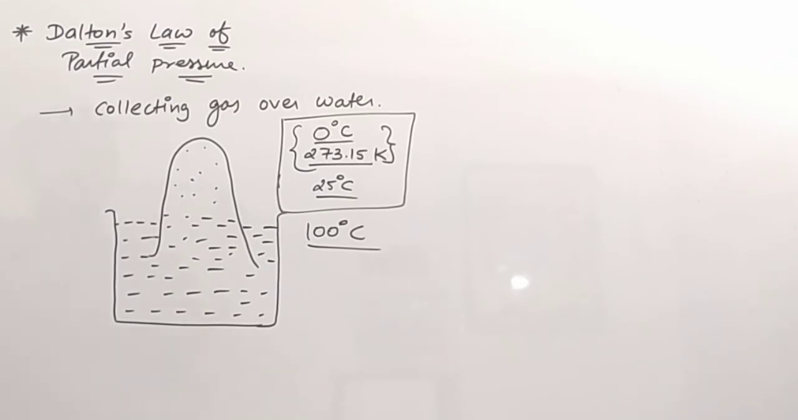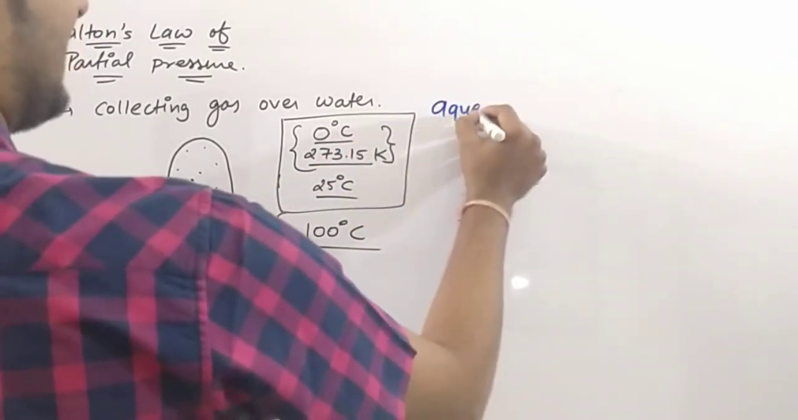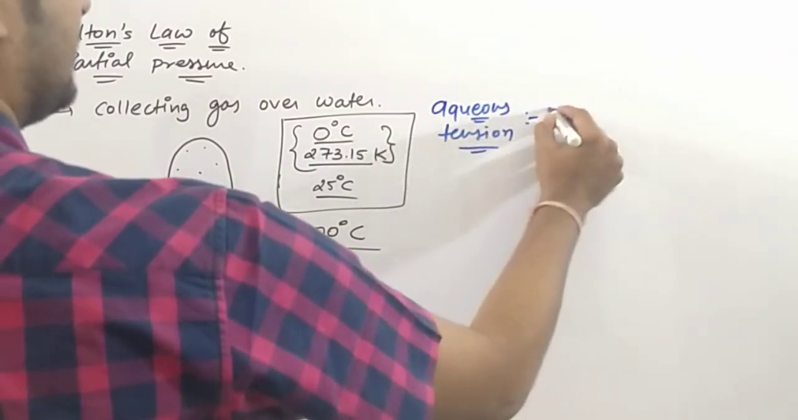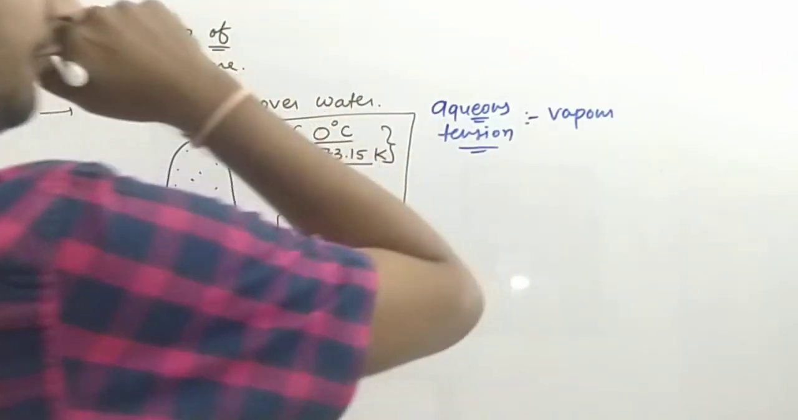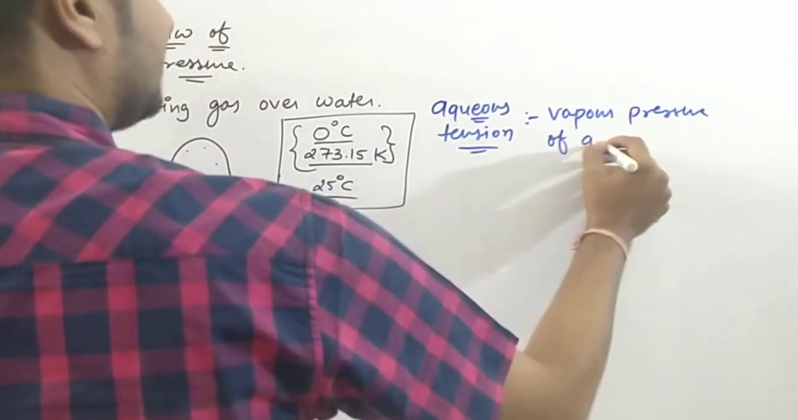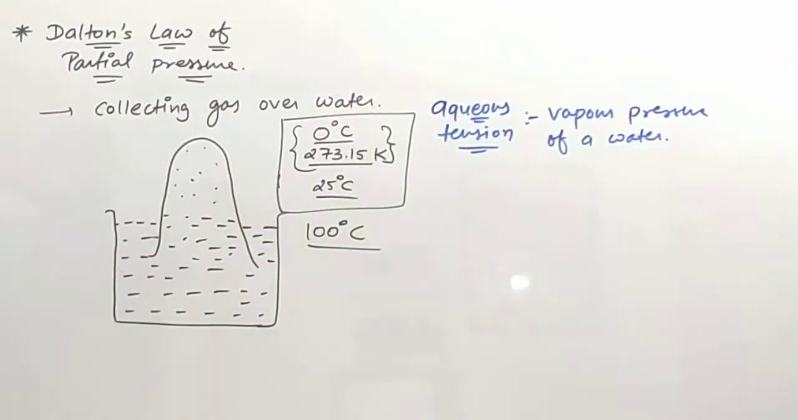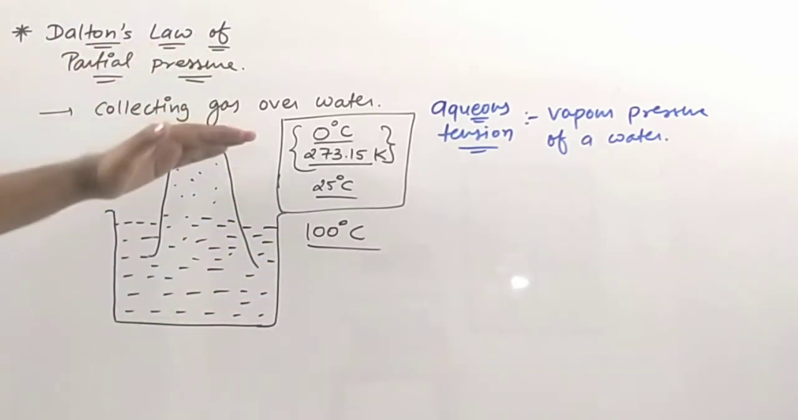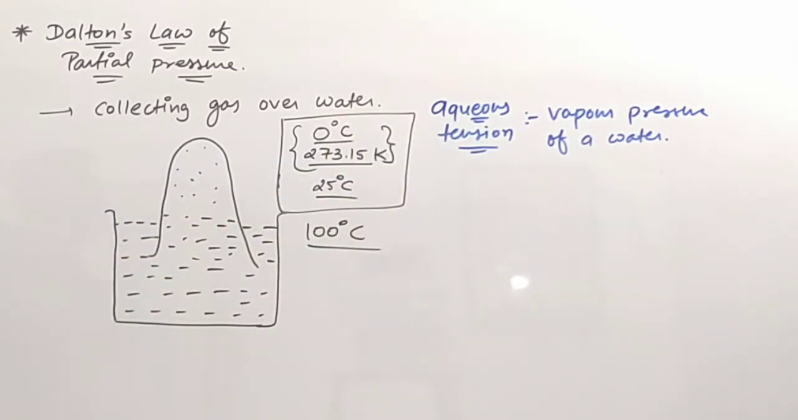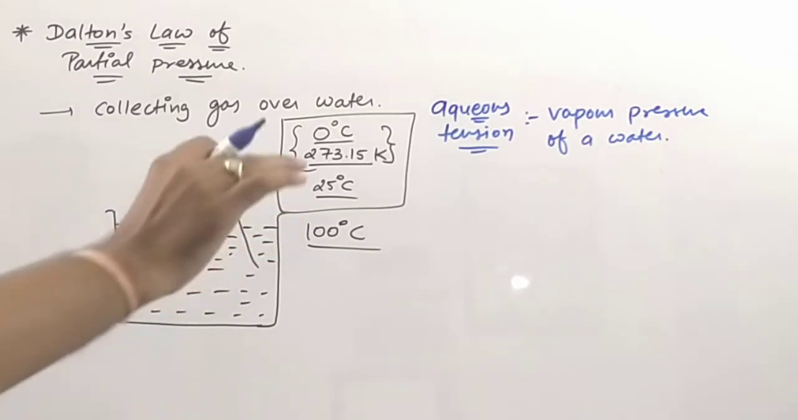So we found that that particular pressure is known as aqueous tension. It is known as what? Aqueous tension. It means you can simply say that the vapor pressure of water is considered its aqueous tension. Only water vapors are there, and the pressure exerted by water vapor on the surface of water is considered aqueous tension. Understand this concept really nice.